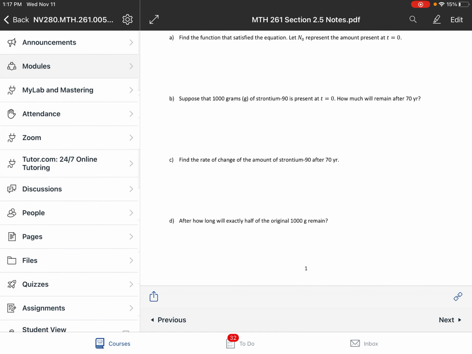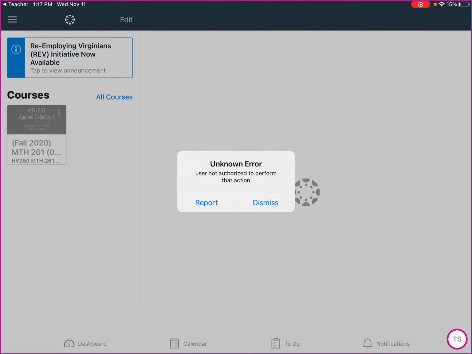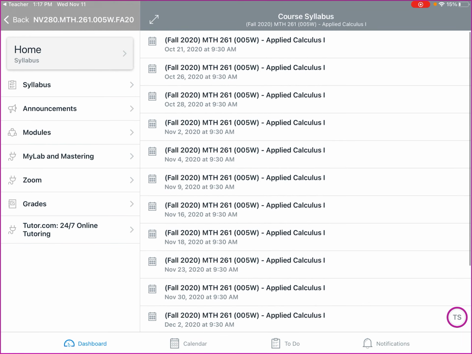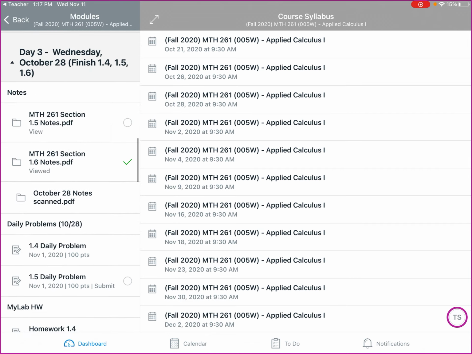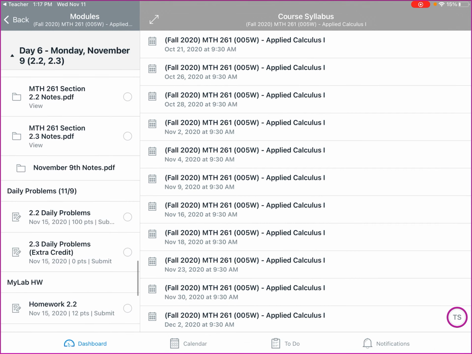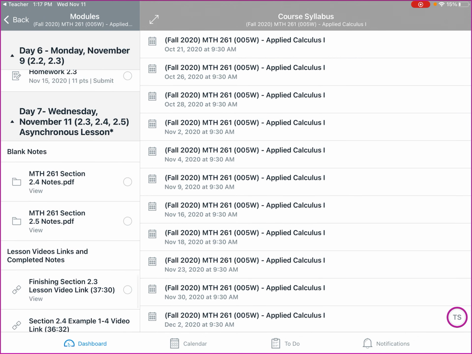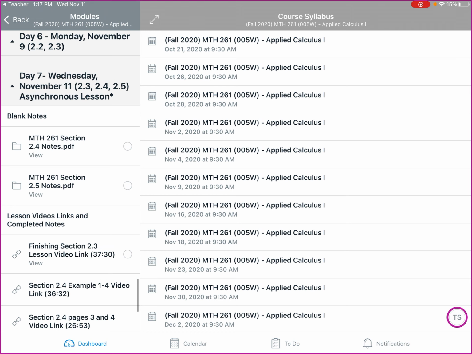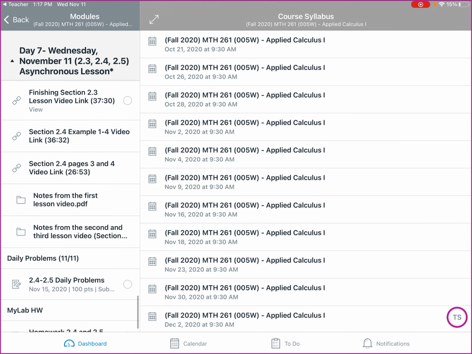But instead of uploading a 3-hour-long video, I did divide it up. Let me see if I can just enter a student view, just to see what you guys are seeing. Unknown error. Okay, so if I go to modules and look for our day, November 11th, right here, I see that the blank notes are available. I see there are 3 videos uploaded so far: 37 minute, 36 minute, 26 minute.